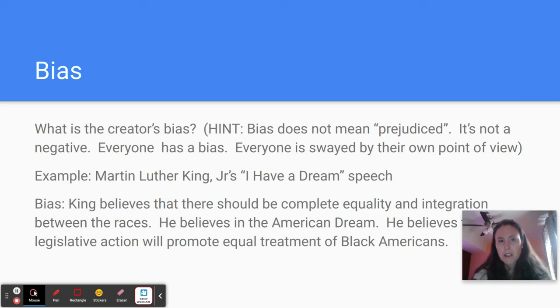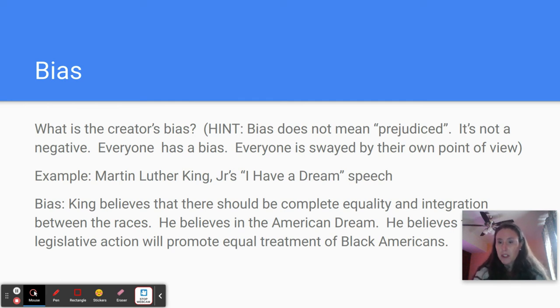The next one is bias. A lot of times I have students who get very nervous about bias. They don't want to say anything negative, especially if they agree with somebody, if somebody was an abolitionist or a civil rights leader, for example. But everybody has a bias because everybody's swayed by their own point of view and the things that happen to them around them. With the Martin Luther King Jr. speech, I sometimes have students say, well, Martin Luther King Jr. believed in equality, so he wasn't biased. He wasn't prejudiced in a negative way, but he was biased toward equality. He believed in equality and he believed in integration. Both of those things are part of his bias.